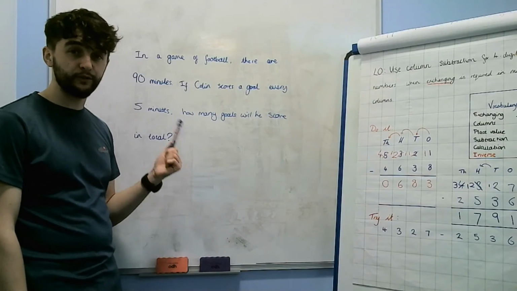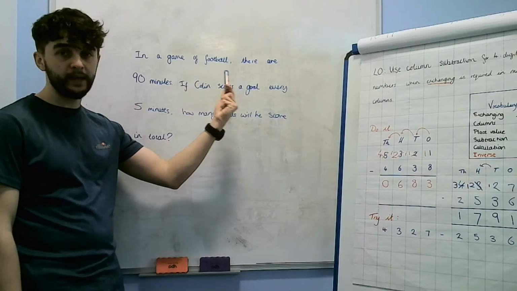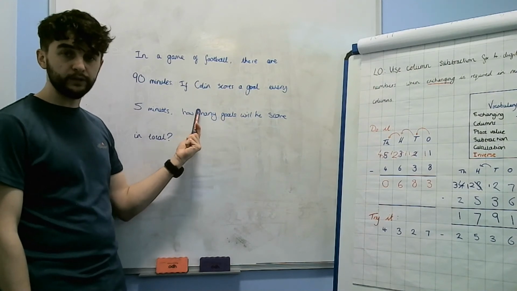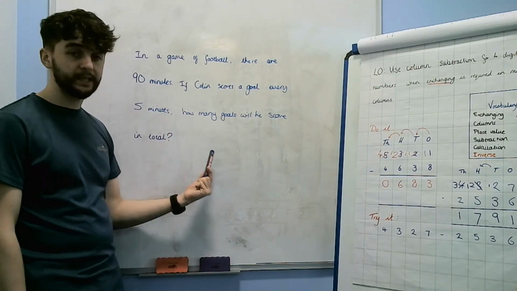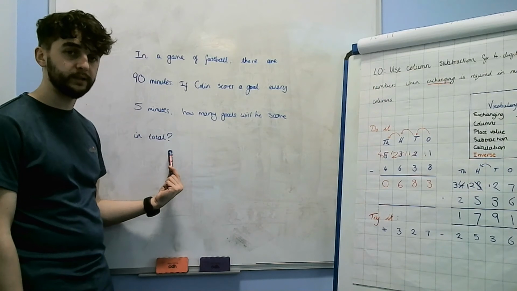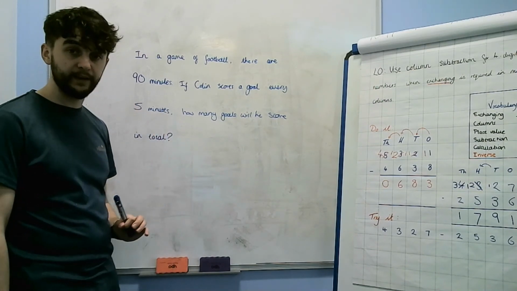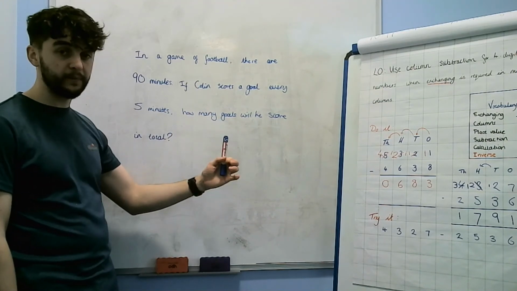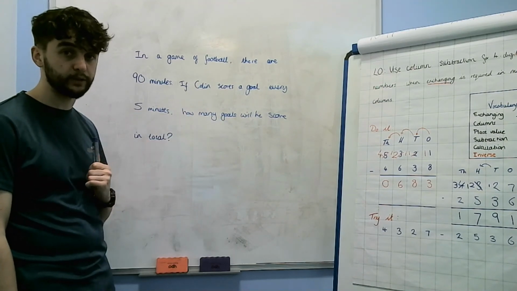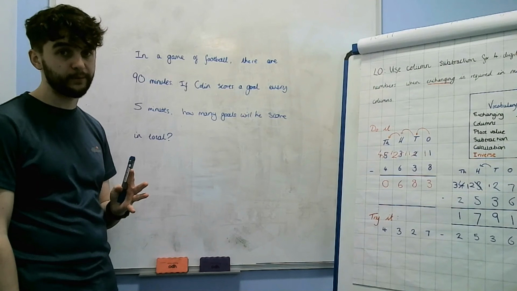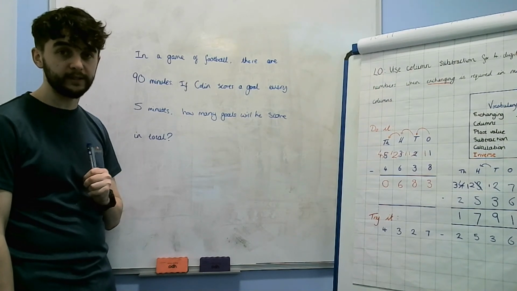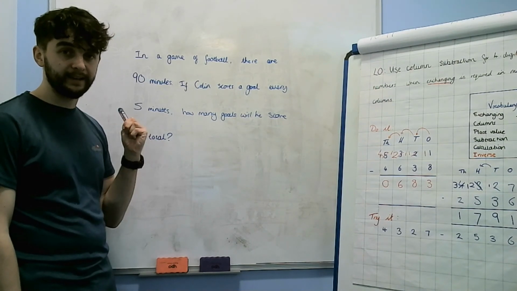Right then, mastery is here. It says, in a game of football, there are 90 minutes. If Colin scores a goal every 5 minutes, how many goals will he score in total? Okay, so this is quite a cruel question. Read it carefully. Every 5 minutes he scores, and there are 90 minutes in total. You're going to have to use your 5 times table here, but that's the only clue I'm going to give you. Okay, give it your best shot, and I look forward to seeing your answers.